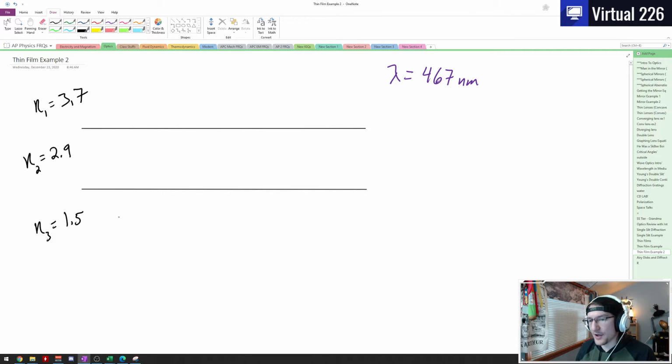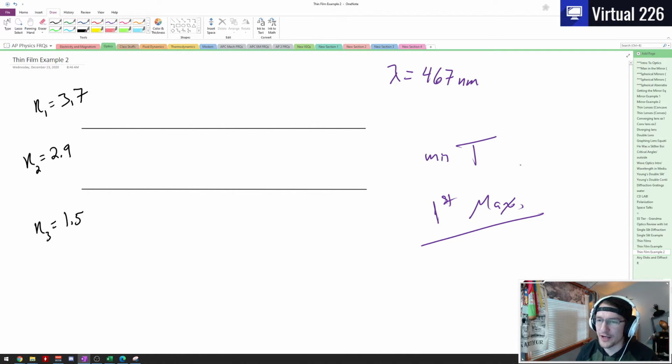What we would like to know is, what is the minimum thickness of T such that you will have a first bright maxima? So the first bright maxima comes into existence. Pause this video for a second, take some time, and see if you can figure this out. Okay, so let's dive into how to solve this problem.